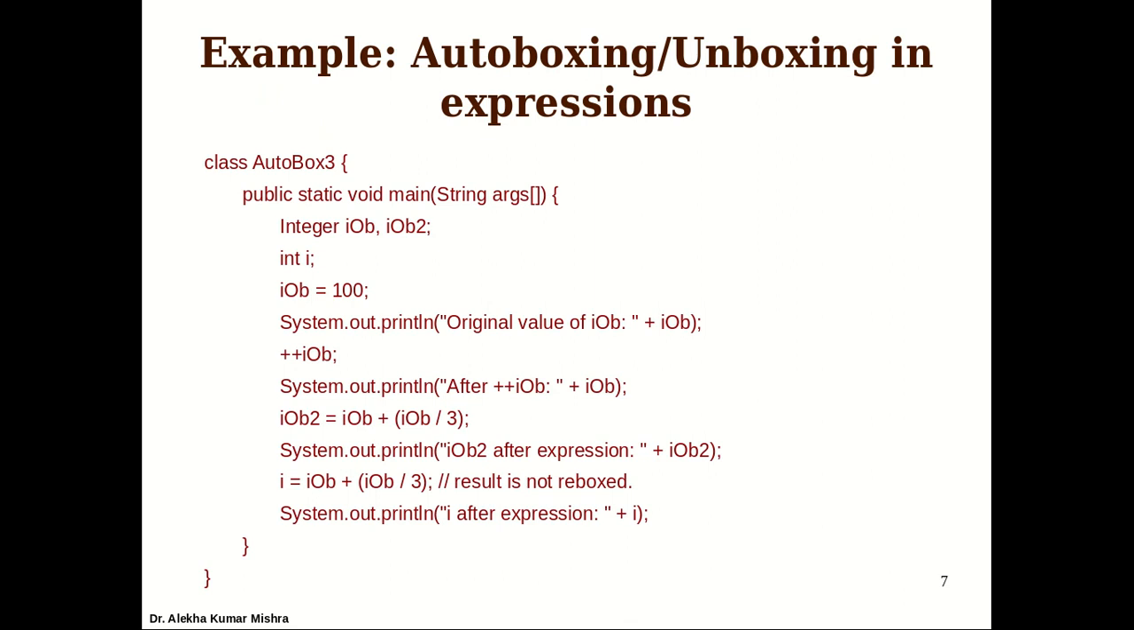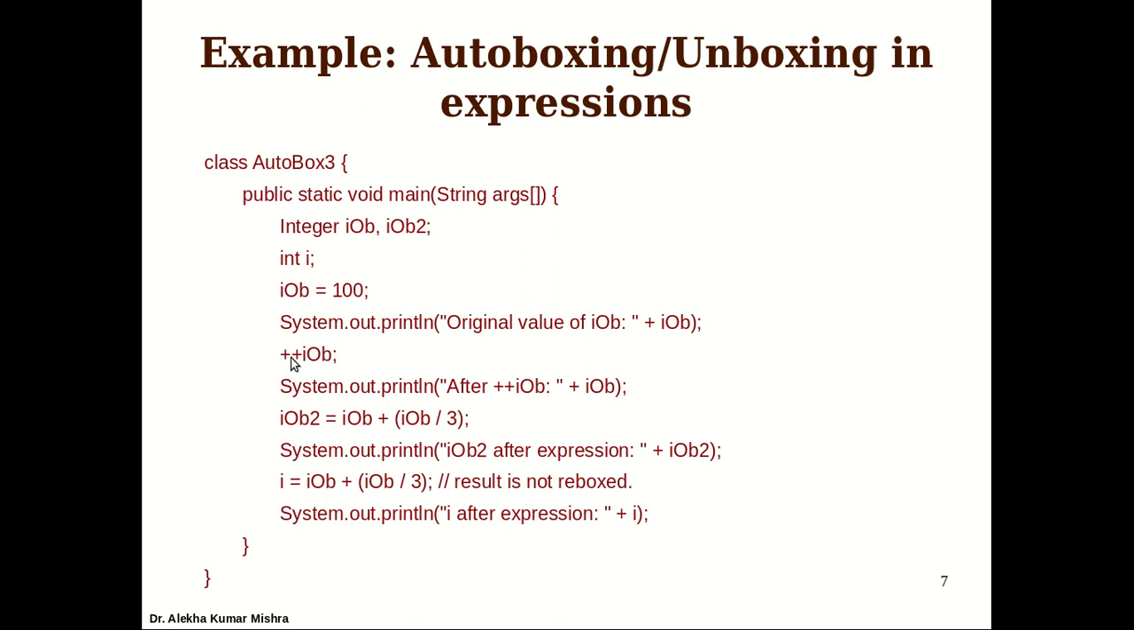Here is an example of autoboxing and unboxing in terms of expressions. Let us see it. We have two wrapper objects of Integer type, iOb and iOb2, and a primitive variable integer i. iOb equals 100. Again, autoboxing is done here. 100 is a primitive type, so the primitive type is converted to the wrapper object type. Autoboxing is done here. Then we are printing it.